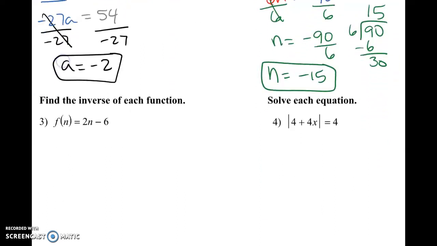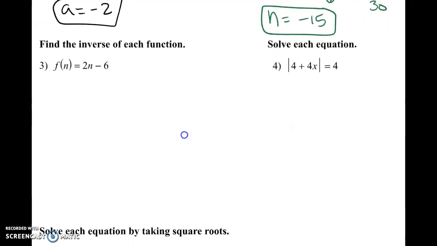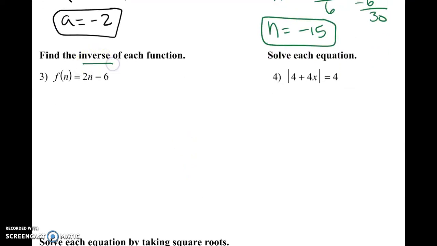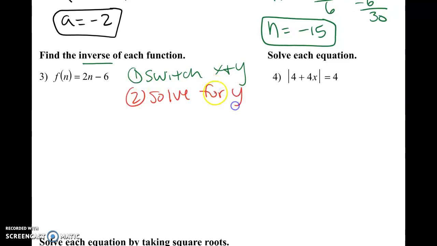Alright, scrolling down to 3 and 4. I have to find the inverse, and the steps to find your inverse are: 1, switch x and y, and 2, solve for y. So in this case, my n is my x and my f of n is my y. So I'm just going to rewrite it using x's and y's just because it's easier for me that way. And I'm going to switch my x and y like step 1 says.